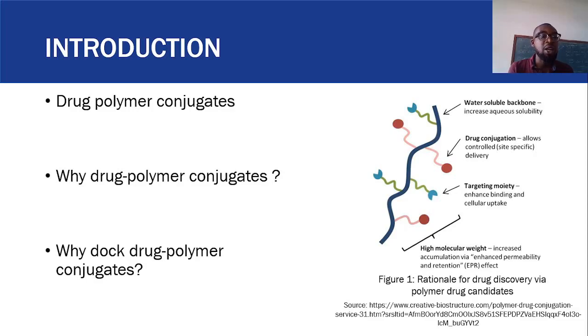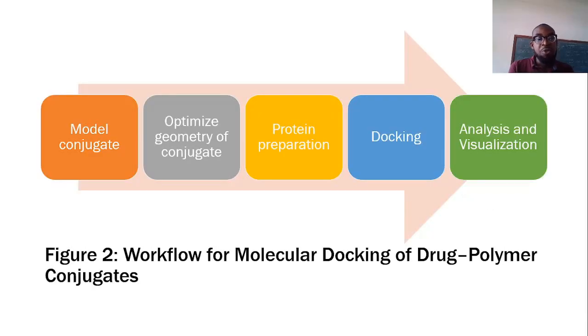So you'll find out a lot of works on drug polymer conjugates will include molecular docking. Now, the first thing in carrying out molecular docking of drug polymer conjugates is that you model that conjugate. So you can use ChemDraw, you can use Avogadro, you can use several softwares to do that. And today we'll be using ChemDraw and Chem3D.